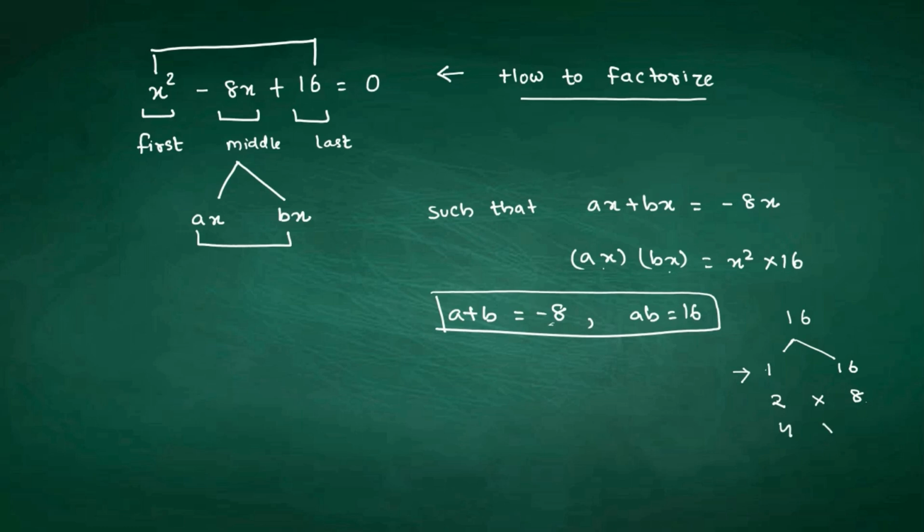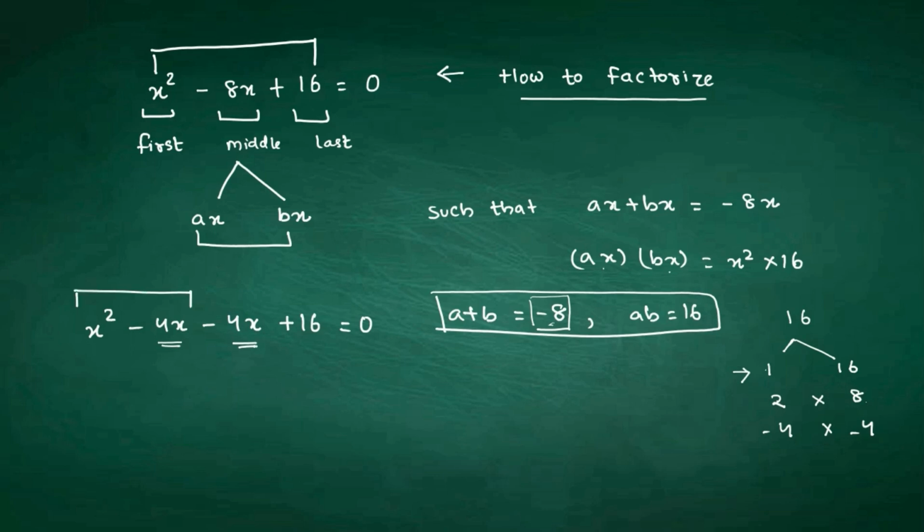So let's try with 4. So you can say 4 into 4 gives you 16. Now if I take minus 4 and minus 4, you obtain minus 8. So you will say the value of a will be minus 4 and b will be minus 4. So you can write it as x square minus 4x minus 4x plus 16 equals 0. So you will say this is your ax and this is your bx.